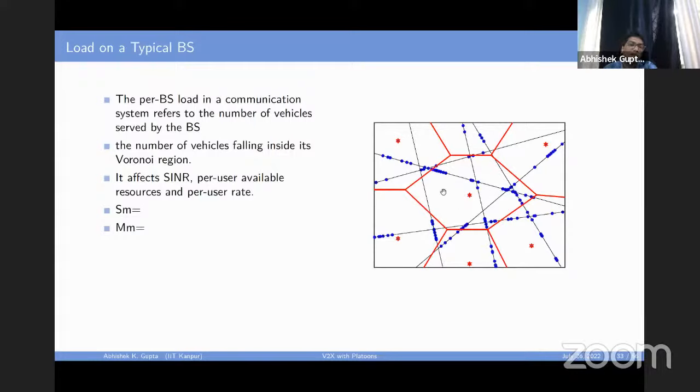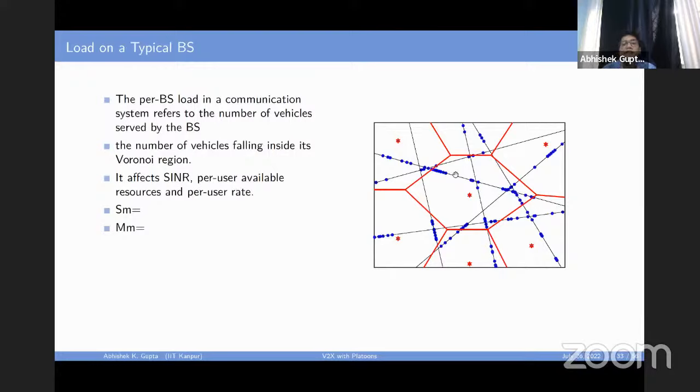Why is this load important? Because of two things. One is it can affect the SINR. If the load is 0, then the base station may turn off, which means the overall interference may reduce. So the zero load probability will help us reduce the interference. Then, if you have many users, the available resources of each base station will be divided. So this will reduce the per-user available resources, and that's why it will reduce the per-user rate.